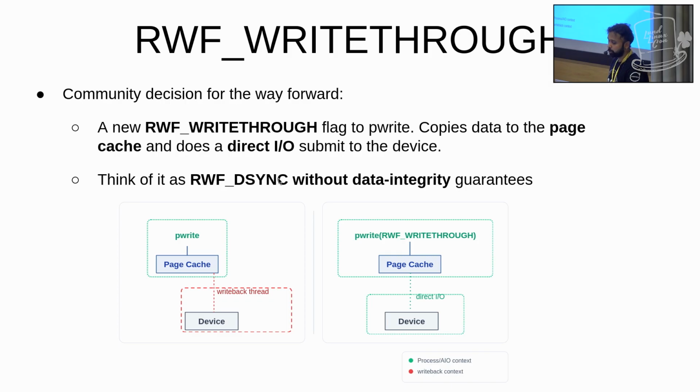So when you use something like dsync, it makes sure that whatever is there in the RAM of the device goes to the NAND. But not all applications need that guarantee. Some parts of Postgres need the guarantee, so they want to use RWF dsync. But some parts of Postgres don't actually need the guarantee, so they can use something like write through.